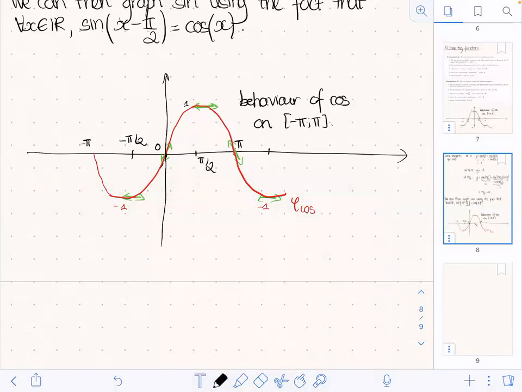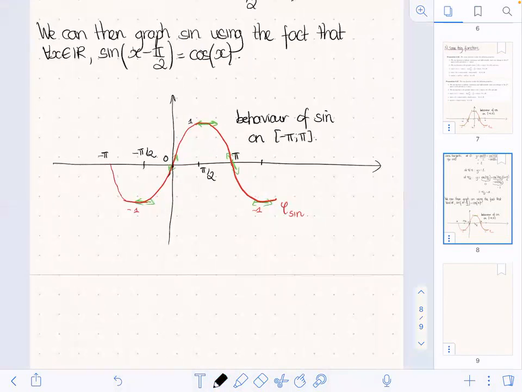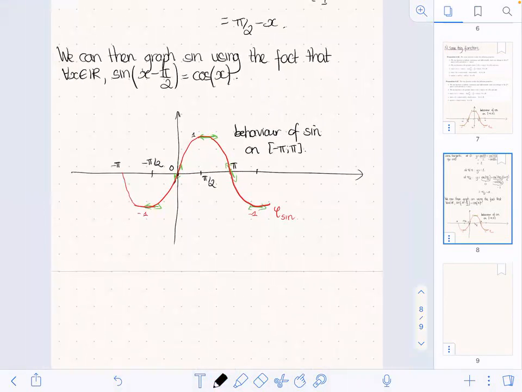Okay, so the tangents and everything are still roughly the same, but the curve is shifted basically by pi over 2. In particular, we have sine of 0 equal to 0, sine of pi over 2 equal to 1, minus pi over 2 you get minus 1, and pi and minus pi you get 0. Okay, so we get the sine, and we've done the behavior of sine on minus pi to pi. So that is a rough sketch of the behavior of the sine function.